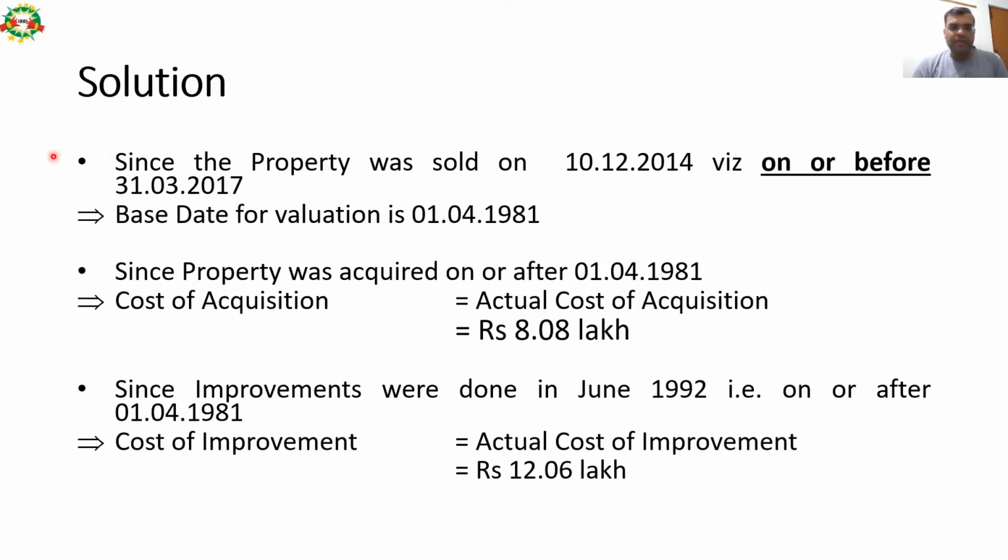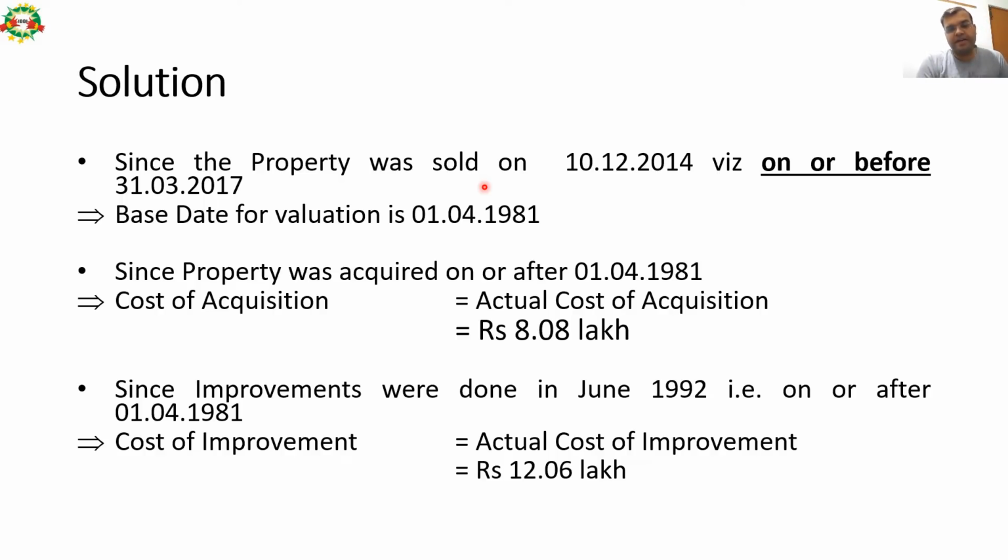So first of all, we have to decide on the base date, and for deciding upon the base date, we have to see what was the exact sale date. So here the property was sold on 10 December 2014, which was on or before 31st March 2017. So since the property was sold on or before March 2017, the base date for valuation will be 1st April 1981. In the previous example, the base date was 1st April 2001, since the property was sold after 31st March 2017. But here the property has been sold before 31st March 2017, so the base date has changed from 1st April 2001 to 1st April 1981.